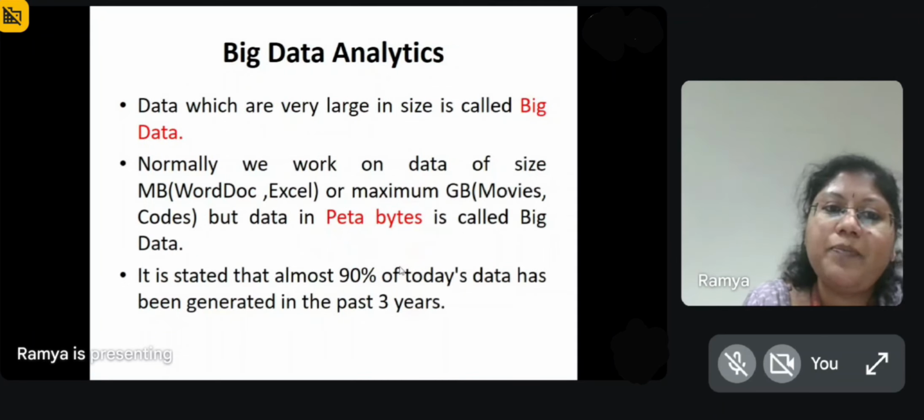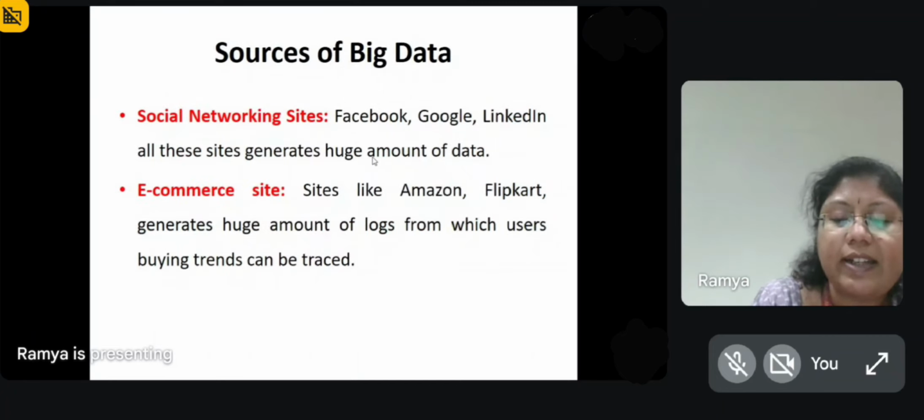Now we'll see big data analytics. Data that is very large in size is called big data. Normally we work with data such as a Word document, Excel, movies or code, which contain only a maximum of a few GB, say 2 GB or 3 GB. But when I'm dealing with data in the format of petabytes, it's called big data. It is stated that almost 90% of today's data has been generated in the past 3 years. So think how they are analyzing it.